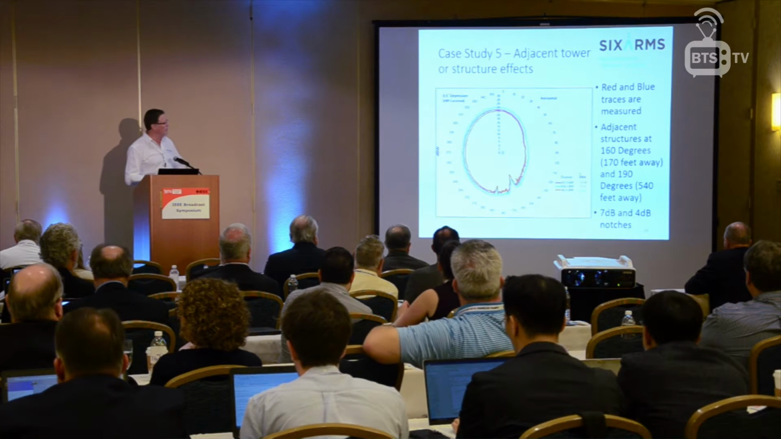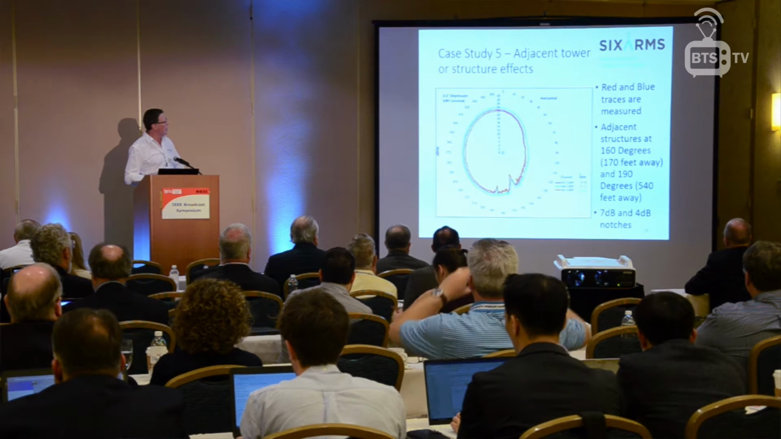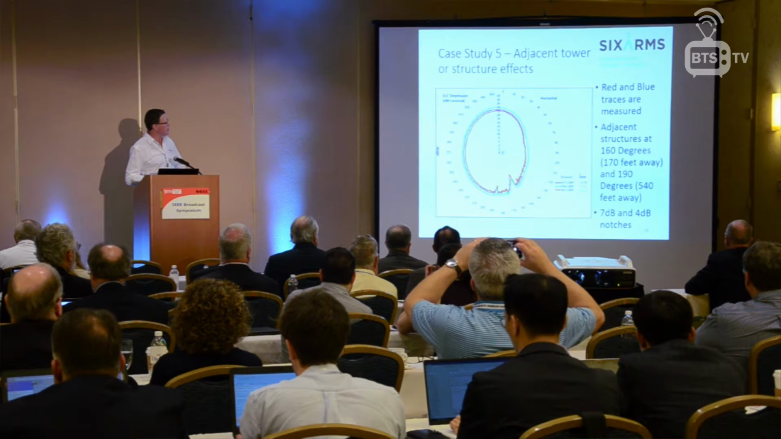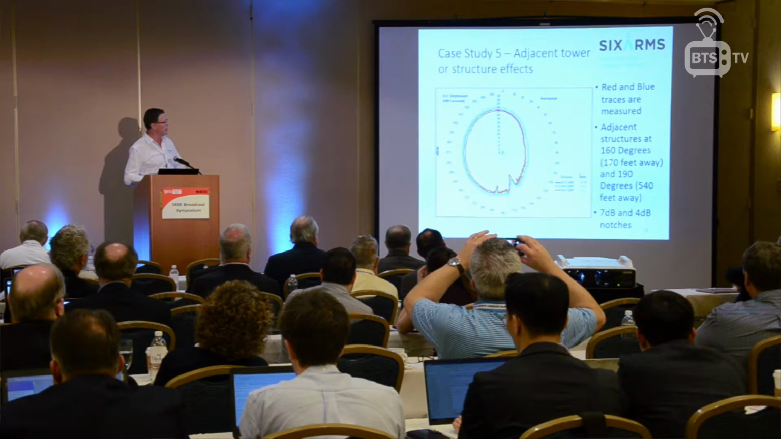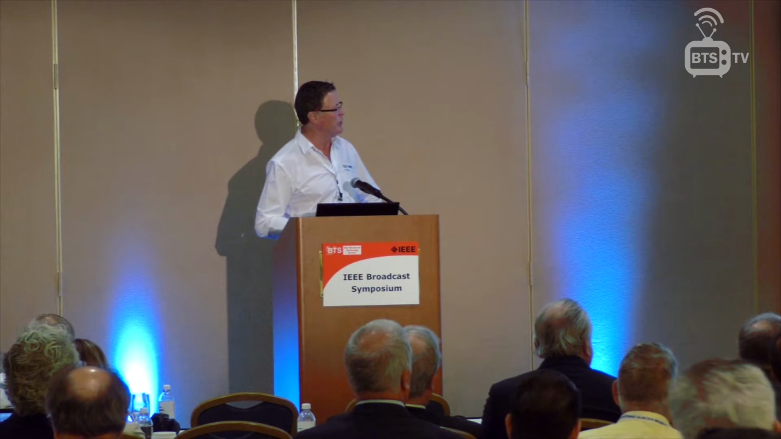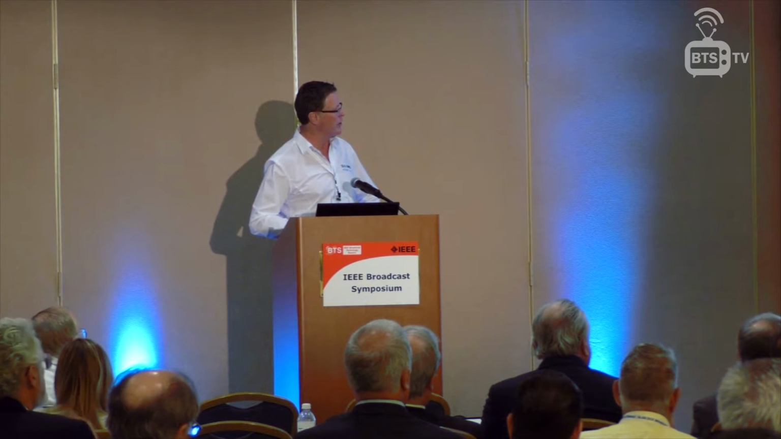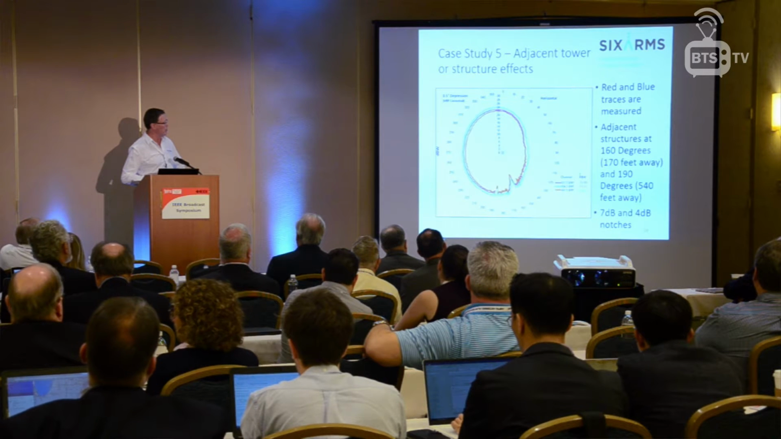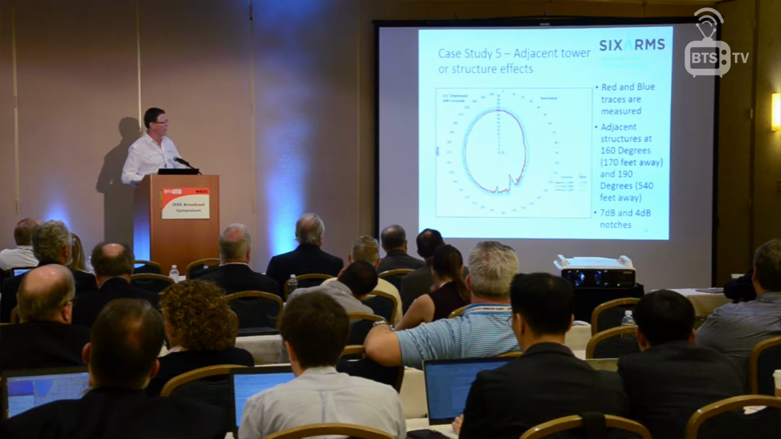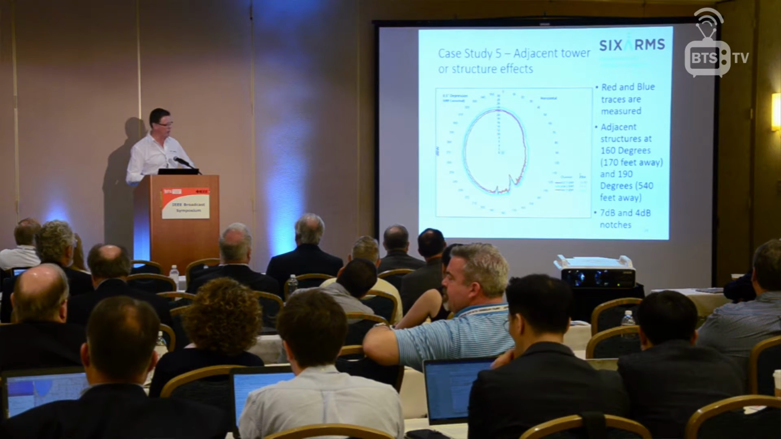In this case, these are multiple frequencies, that's why there are multiple traces sitting here. For the adjacent structures, we have one at 160 degrees at 170 feet away, so closer, and one at 190 degrees, but further away at 540 feet. You can see this is a 7 degree notch sitting in there due to this structure, and a lesser, 4 dB notch due to the one at 450 feet away. So they're quite a distance away, but they're still having quite an effect on what the pattern is.